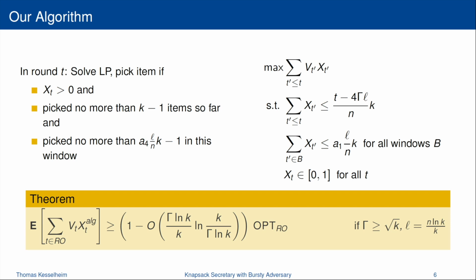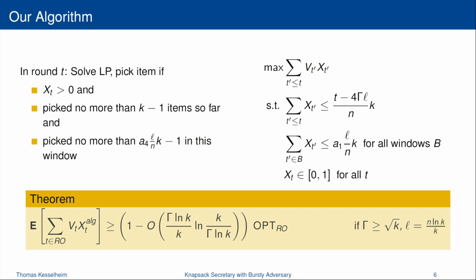So for this algorithm, we can show the following guarantee. We can show that the expected value that we're getting from all random order rounds is at least some fraction of the random order optimum under the assumption that gamma is at least square root k and L is equal to n times ln k over k. Once again, what were gamma and L? L is the length of each window, and gamma is an upper bound of the number of windows that contain adversarial rounds.